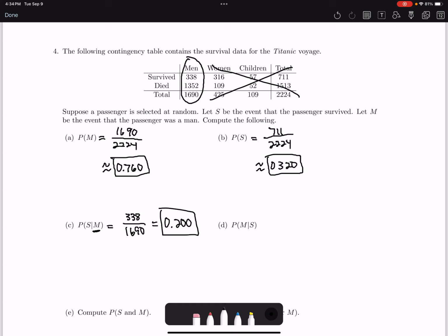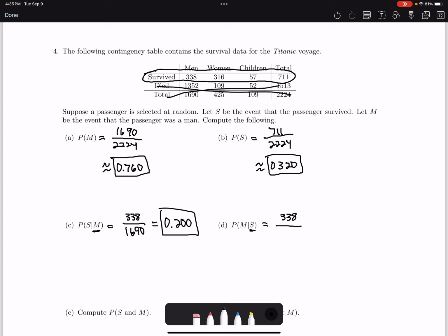Okay, well, let's look at the probability that the individual is a man, given that he survived. Well, so this is sort of the opposite scenario, right? Because now we're going to restrict our attention to the survivors, right? We're going to restrict our attention to this top row, and it's as if the rest of the individuals don't exist. Okay, so out of that top row now, what's the probability the individual is a man? Well, there were 338 men in that top row out of 711 people in the top row in total. And that comes out to about 0.475.